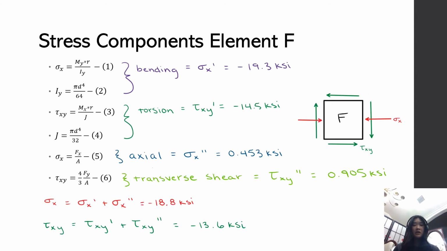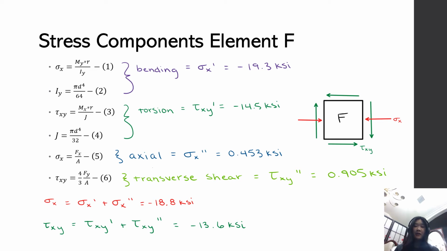Next, we have to calculate the stress components at element F. The first stress component that we calculated is the bending force, and we calculated the bending force using equations 1 and 2. The bending force was found to be equal to negative 19.3 ksi. Next, we calculated the torsional force using equations 3 and 4. The torsional force is equal to negative 14.5 ksi. Next, we calculated the axial force using equation 5. This force was found to be equal to 0.453 ksi. Finally, we calculated the transverse shear force using equation 6. This was found to be equal to 0.905 ksi.